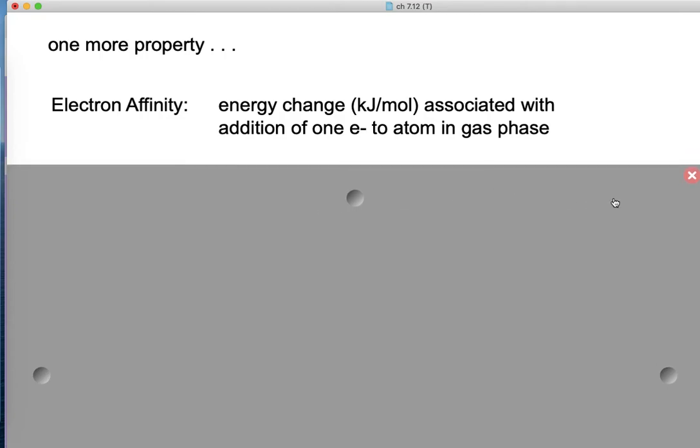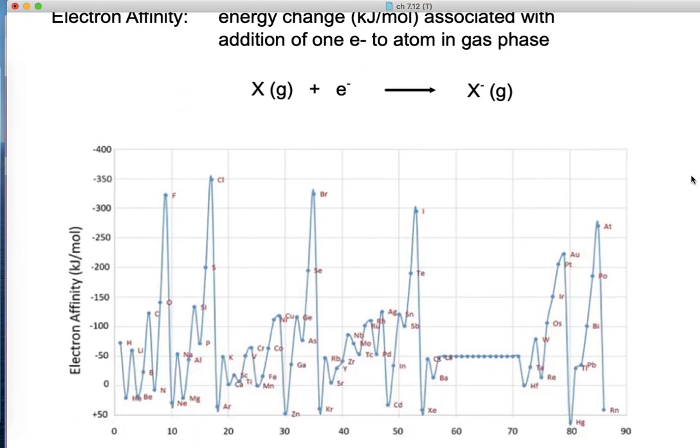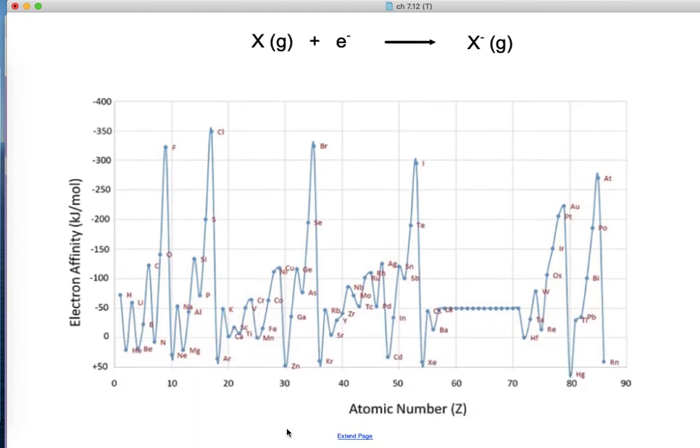Okay? Now, I'm going to show you a chart that shows how electron affinity varies with atomic number, and it looks like that. So here are atomic numbers from 1 up to about 80 something. Here's the electron affinity on the y-axis. And as you can see, the electron affinity can either be positive or negative, meaning adding an electron is exothermic for most elements, but there are some elements for which it is endothermic.